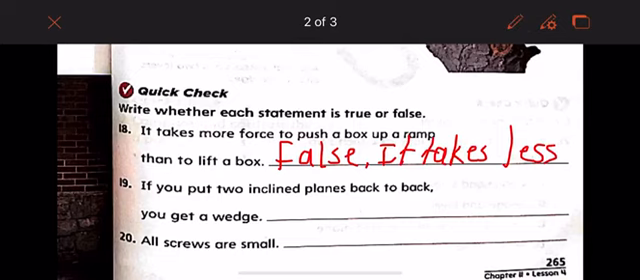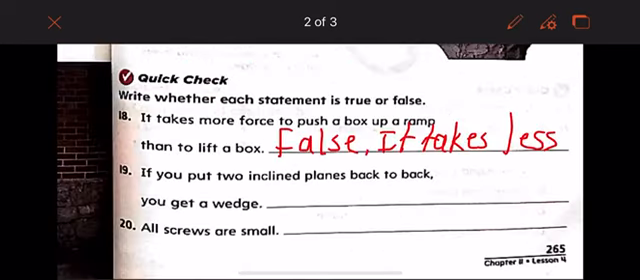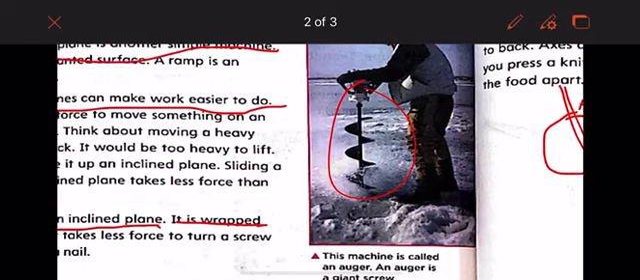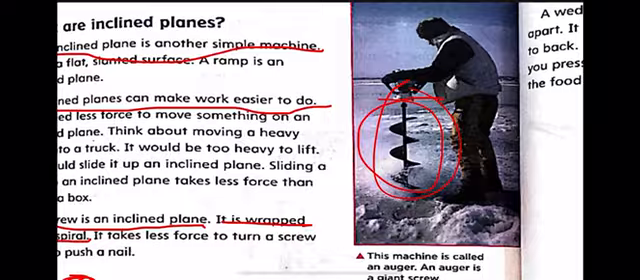If you put two inclined planes back to back, you get a wedge, as we said here. If you put two inclined planes back to back, you get a wedge, right? So it is true. All screws are small? No, false. Not all screws are small, right? Look, some of them are big.